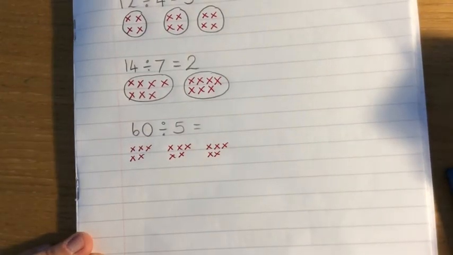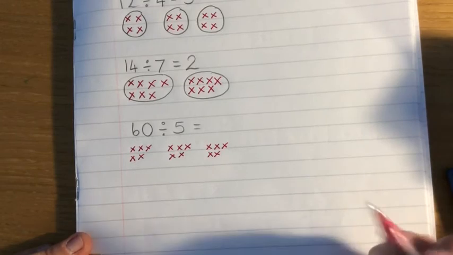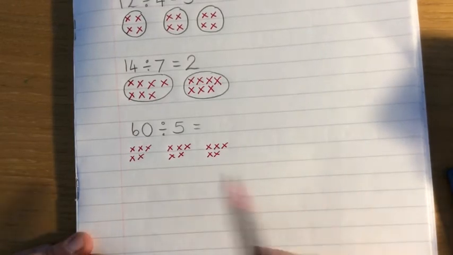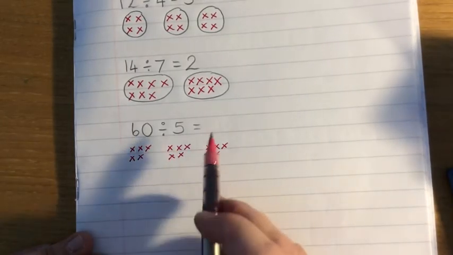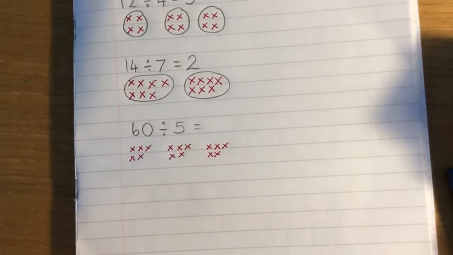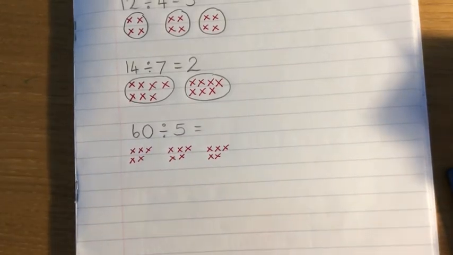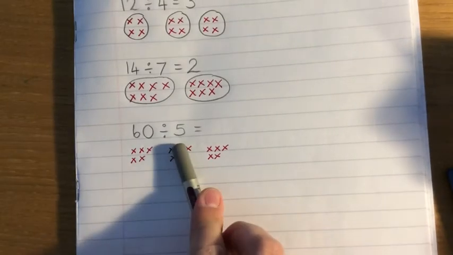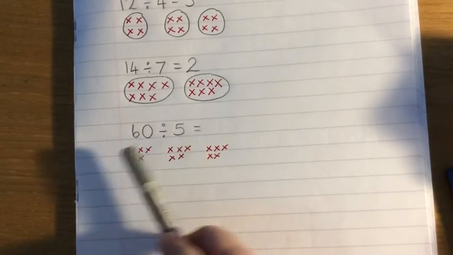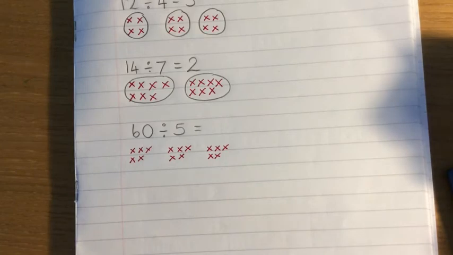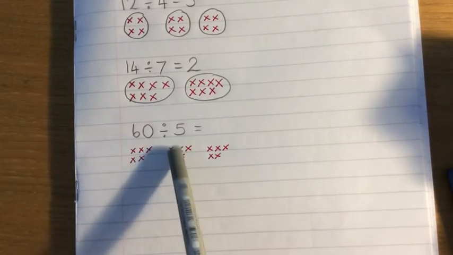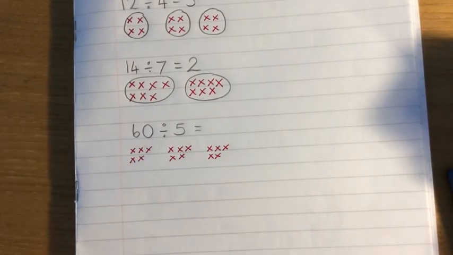Oh, it's taking a long time. I'm only up to 15. I've drawn all these crosses. So when you've got a big number and it's a number you're dividing by like 5 or 10 or 2 that you're good at counting in, what you can do is count in 5s or 10s or 2s until you get to your target number and count how many lots of 5 or how many lots of 10 or how many lots of 2 you've counted.